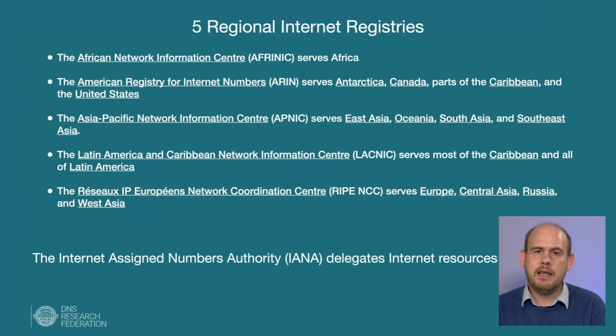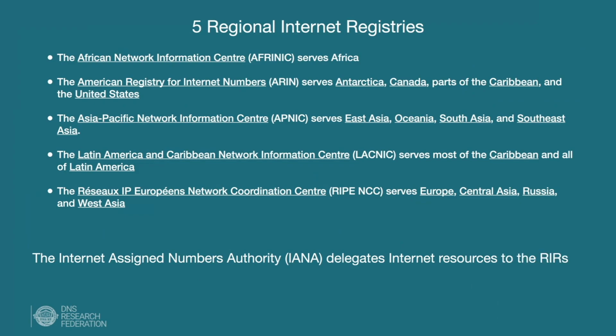And autonomous systems typically can be large organizations, large network providers, they might be big hosting companies, and they can apply to be allocated blocks of addresses, or prefixes as we often call them.